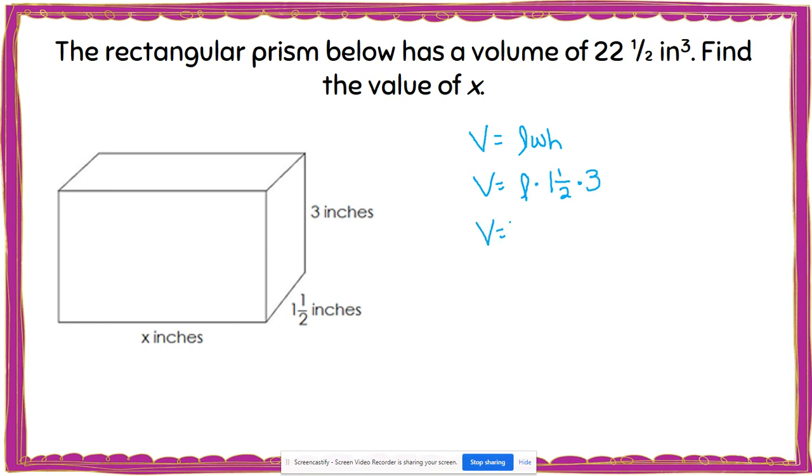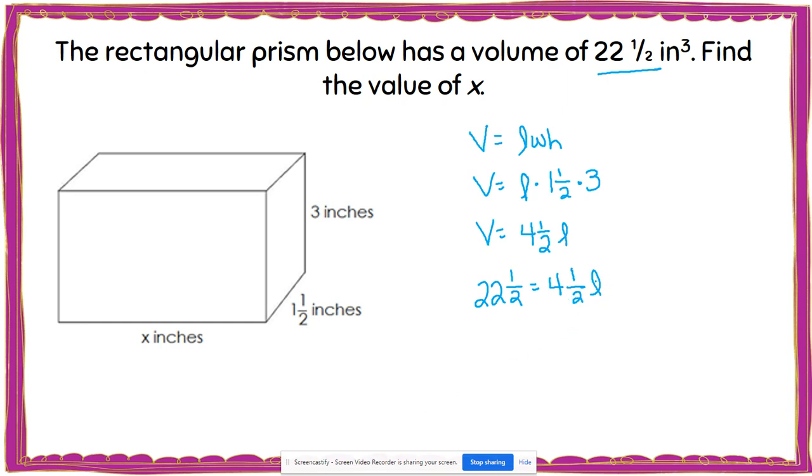Well, I can combine my like terms of 1 1/2 and 3 by doing 1 1/2 times 3, which gives me 4.5, or 4 1/2. So this is 4 1/2 times length. Now I also know that my volume is 22 1/2, so I can plug in 22 1/2 for my volume. So my real equation will say 22 1/2 equals 4 1/2 times my length.